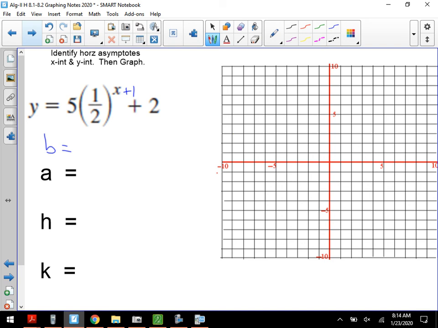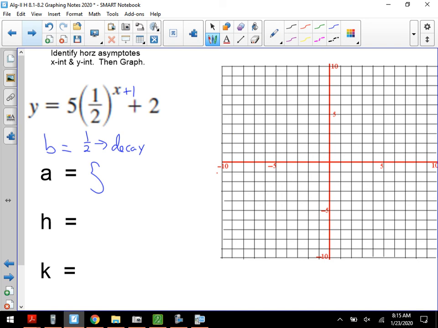So what I'm doing here is I'm adding the x plus 1, so we have an h value in here, just so we can work with another h and the k. So we have an a, b, h, and k to look at. Our a value is 5. Our b value is the 1/2. Since that's 1/2 and it's between 0 and 1, that makes this decay. All right? So we know this is decay.